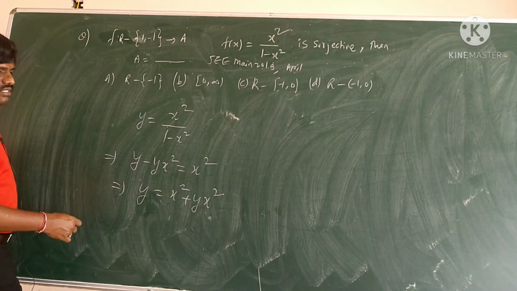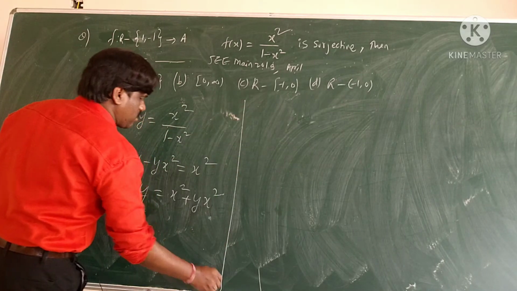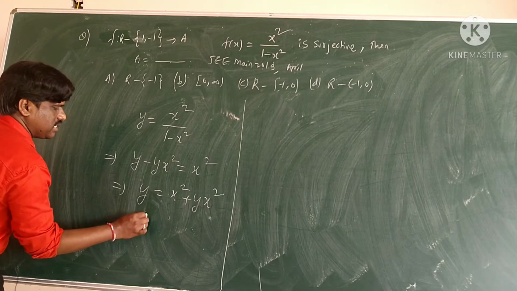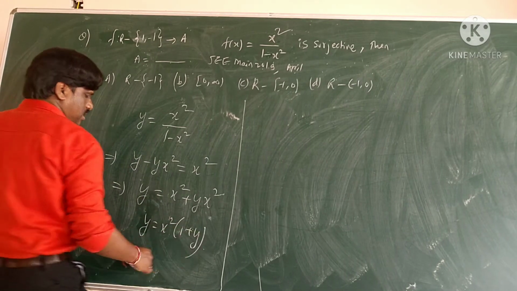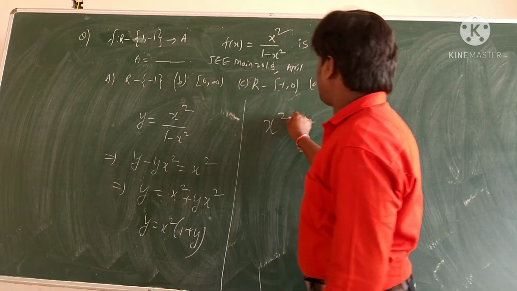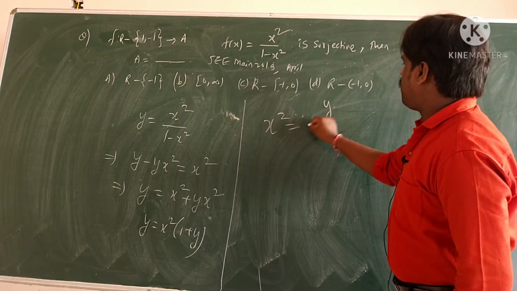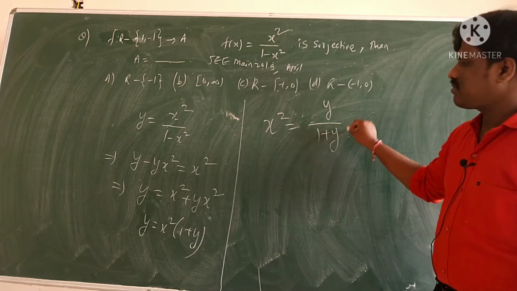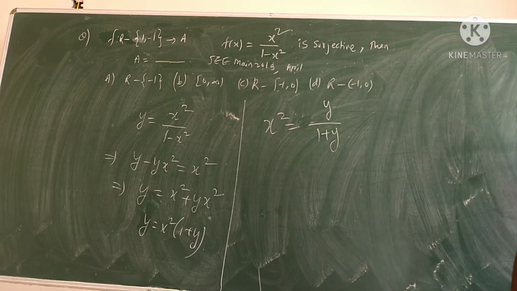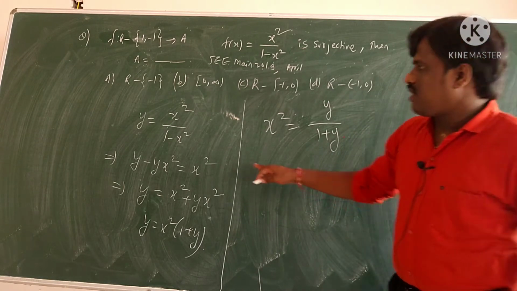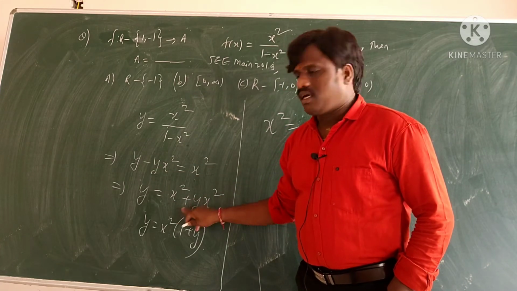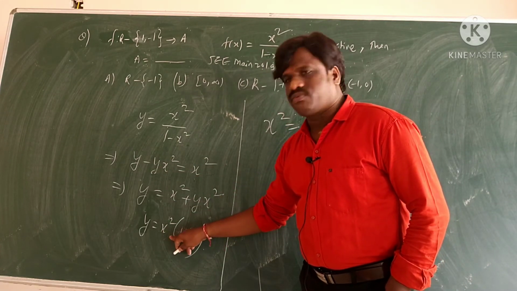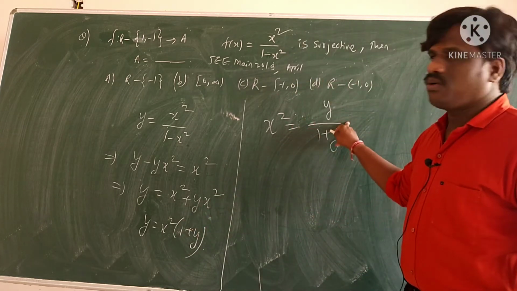Now I can take x square common. Take the x square common, what I get here: y is equal to x square common, so 1 plus y. So x square is equal to y upon 1 plus y. Is it clear now? These steps are clear? What I have done, I did the cross multiplication and sent it here, I took x square common, so x square you got this one.